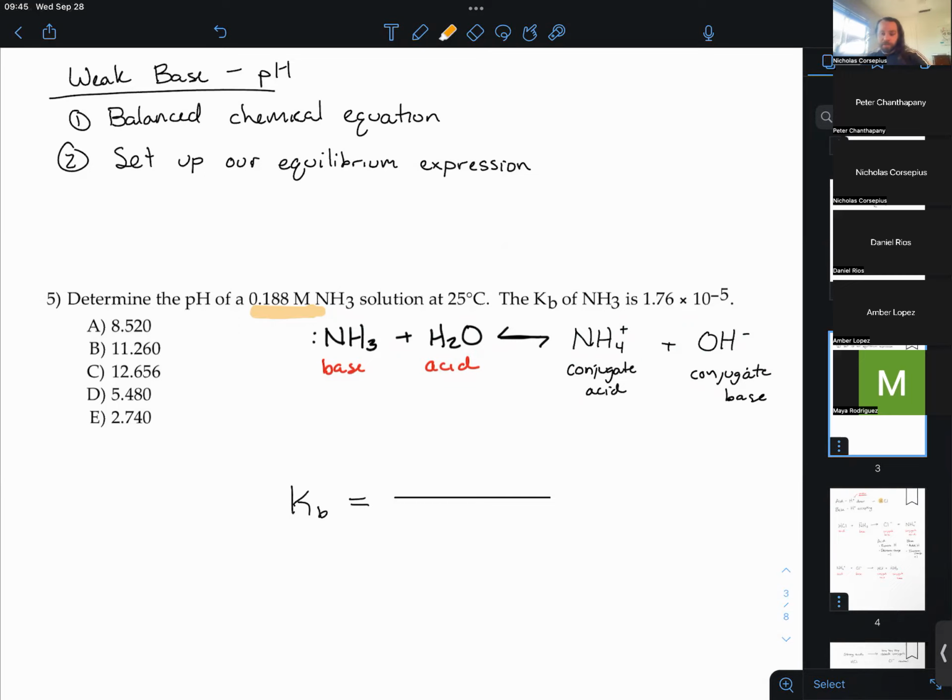Remember what a solution is. That means that I take some solute, which is either my acid or the base, and I dissolve it into my solvent, which is water, right? So anytime we're talking about a solution of acid or base, there is a huge number of water molecules floating around. 99% of that solution is water.